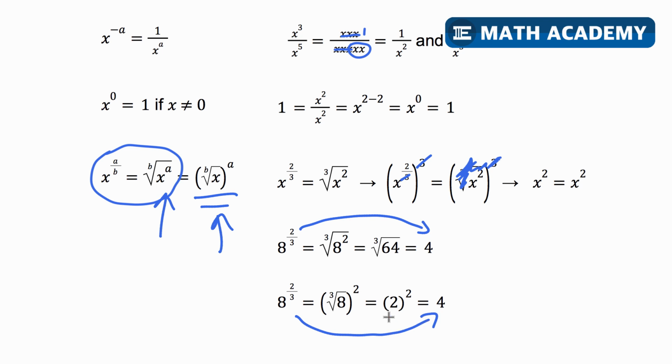So there you go. Those are the main rules of exponents that often get used, and hopefully that helps you make sense of why they all work.